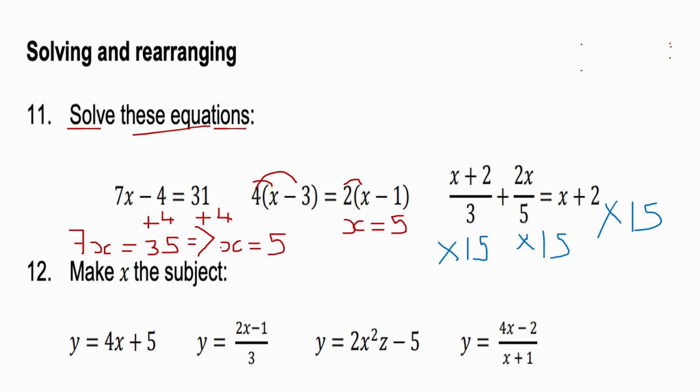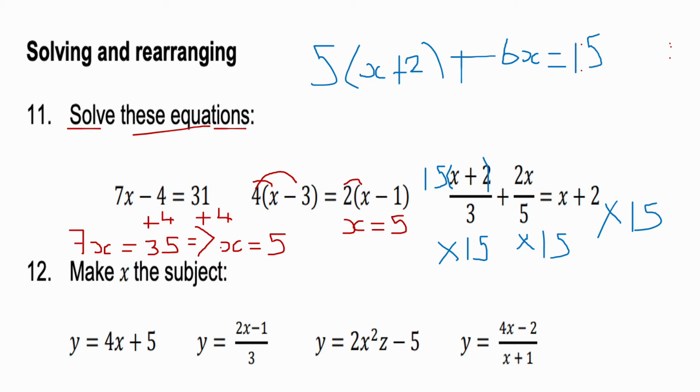So multiplying all this by 15, I get 15 lots of x plus 2 divided by 3, which is going to be 5 lots of x plus 2, because 15 divided by 3 is 5. If you think about putting a 15 at the front and putting this into brackets, 15 divided by 3 is 5. Multiplying this by 15, I get 30x over 5, which becomes just 6x. And that's equal to 15 lots of all this, so 15x plus 30.